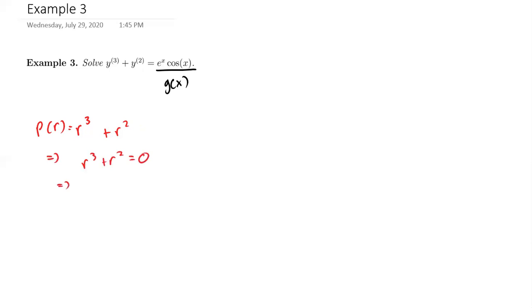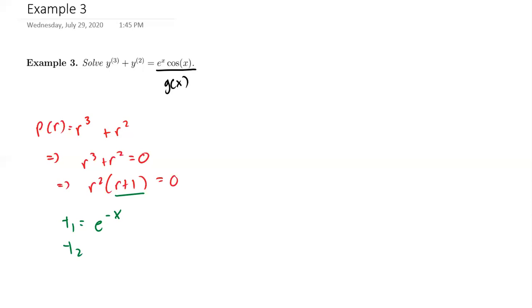Okay, so then what do we get? We can factor out an r squared, actually. Okay, and then we get solutions. So from the root r equals -1, we get e to the negative x, negative 1 times x. Now we have a root r equals 0 with multiplicity 2.